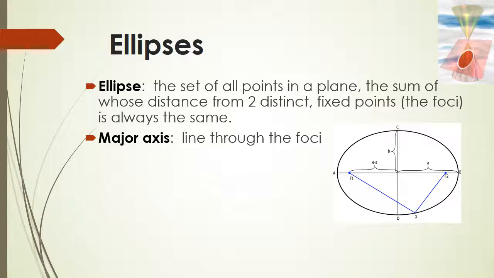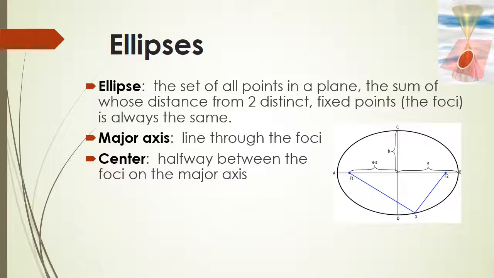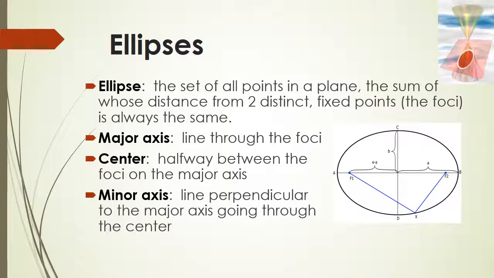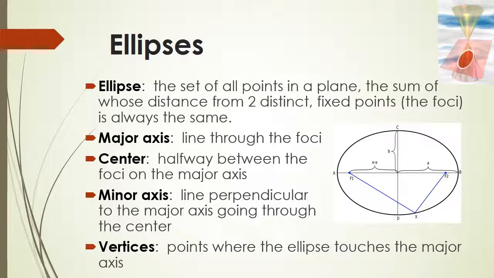We have several parts here. We have the major axis, which is the line through the foci. It's also the longer of the 2 axes, so it's on the longer part of the oval. AB is going to be our major axis here. The center is halfway between the foci on the major axis. The F1 and F2, by the way, in this diagram are the foci. Foci is plural for focus. And halfway in between them is the center. The minor axis is the shorter of the 2 axes, and that is CD. And it goes through the center as well. And then the vertices are the points where the ellipse touches the major axis. So A and B are going to be our vertices.